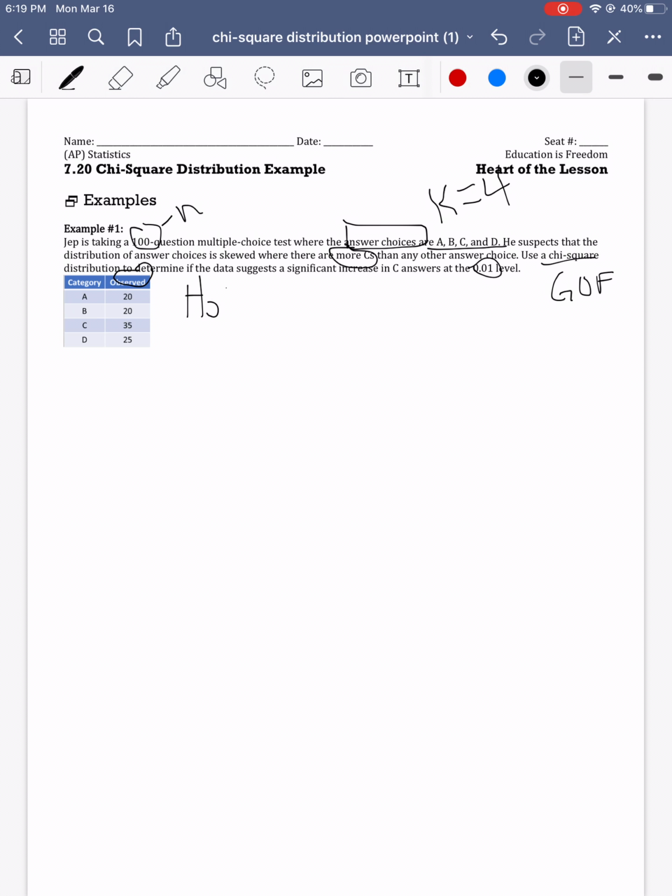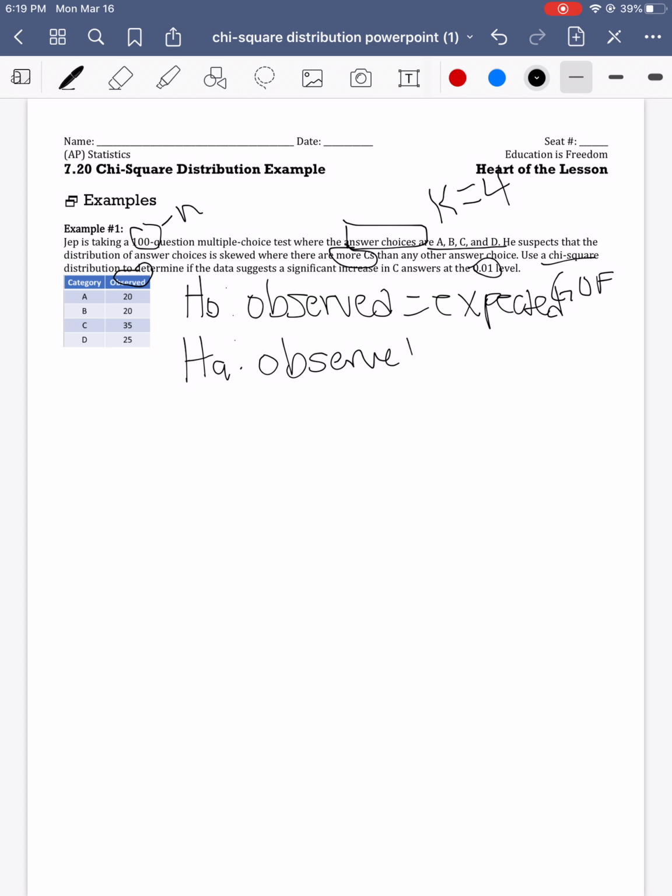So our H0 is always going to be the observed is equal to the expected value. So again, we're testing for essentially equality here. So that's always going to be our null. Our alternate is always going to be the observed is not equal to the expected. So I know in the problem it says Jep suspects that there are more C's than any other answer choice, but essentially what he's saying is that the observed value, the number of C's, is not going to be equal to what we would expect to see. So that's just how we write that here. So that's our first step.